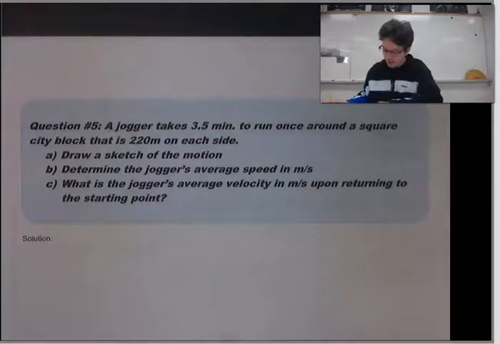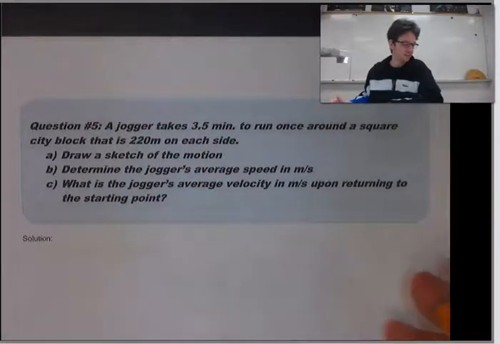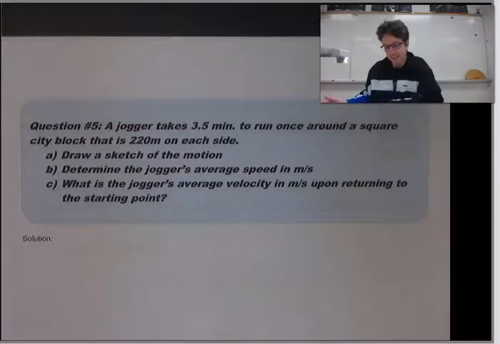All right, so question 5, the last question for today, it has a little bit of a twist in it. Because up until now, we've looked at average speed and average velocity as being pretty much the exact same thing, except one just has a direction. In this case, we're going to see very, very different answers.